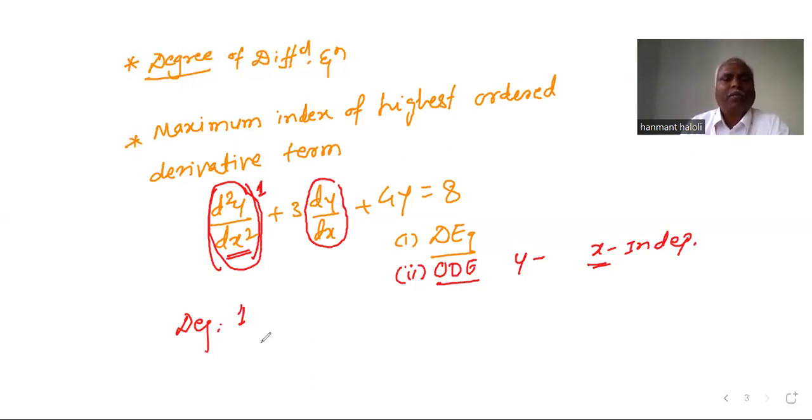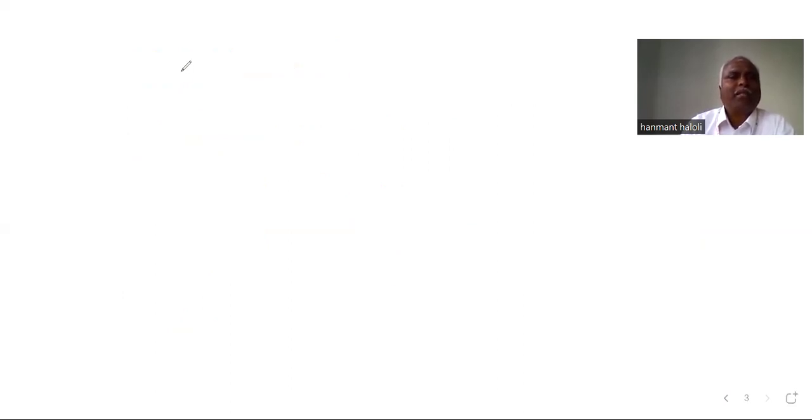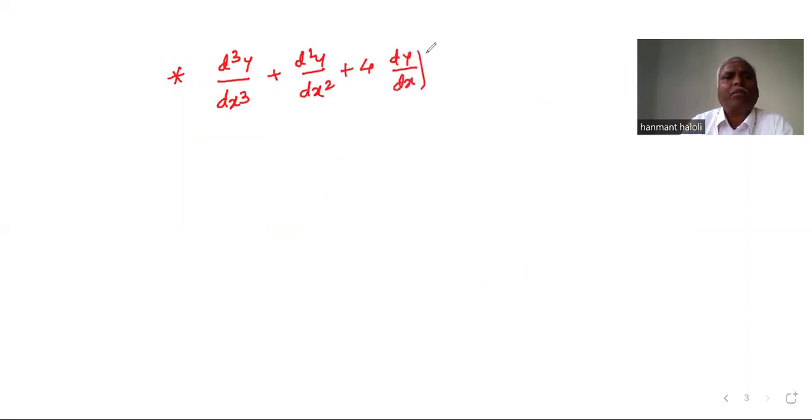Now we'll go for the next one. Suppose I take one more example: d3y upon dx cube plus d2y upon dx square plus 4 times (dy by dx) bracket raised to 3 plus 4y bracket square is equal to 3. Suppose a differential equation like this is given to you.